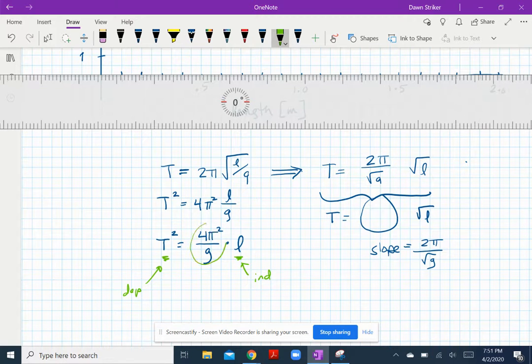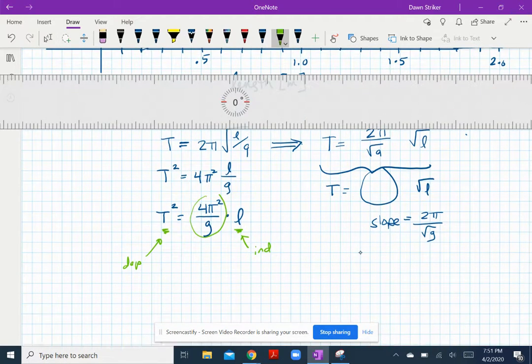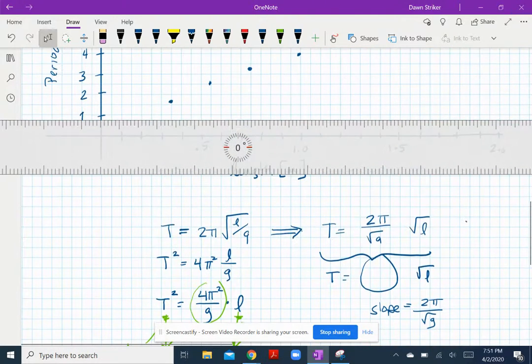Everything else is constant. So if I plot this on the y-axis, y, this is just a constant times L. If I plot the period squared on the y-axis and I plot L on the x-axis, everything else is just a constant, and I should be able to use that constant to find g. All right, and so let's take a look at this graph.